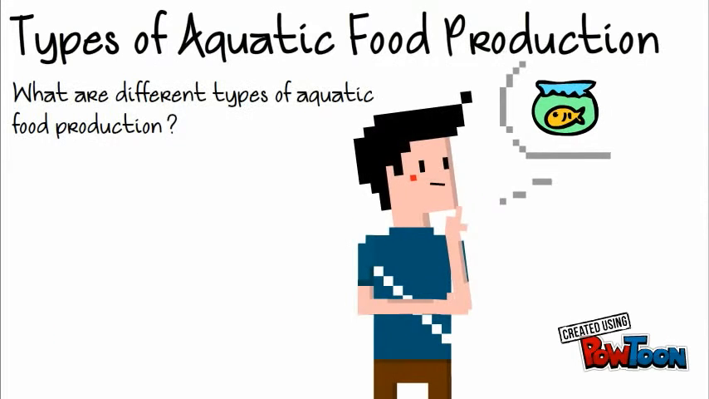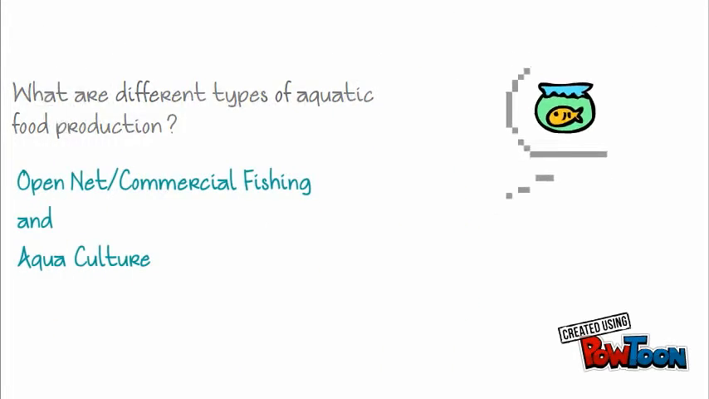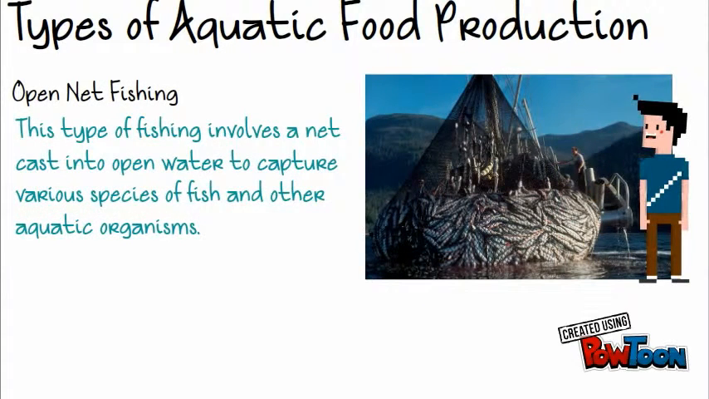There are two different types of aquatic food production. These are open net fishing and aquaculture. Open net fishing involves a net cast into open water to capture various species of fish and other aquatic organisms, as shown in this picture here.